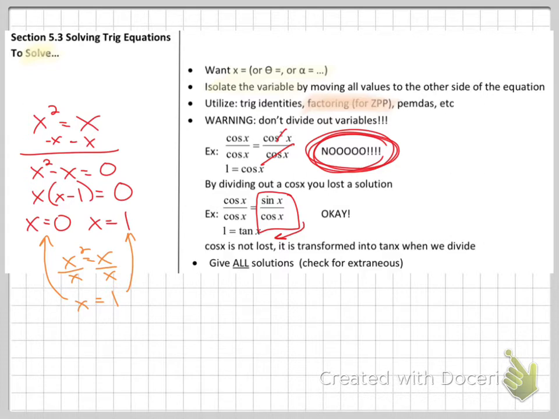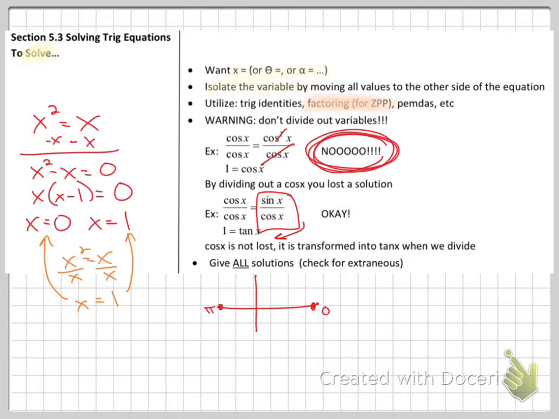Make sure you give all the solutions and check for extraneous solutions. So I will talk about the extraneous solutions when that comes up, but let's just say the answer was 0. This is the unit circle, right? It all comes back to the unit circle. 0 and pi. Those were the answers I got.